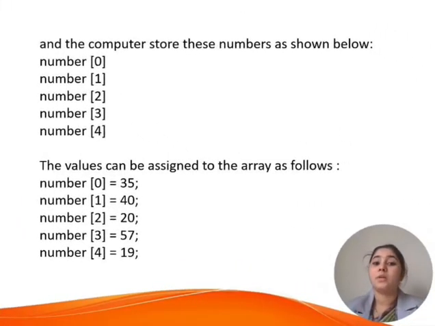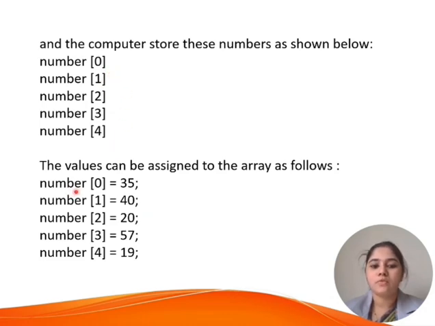So how does your computer store all these numbers? Here, in the case of an array, we have a concept called indexing. An array always starts with the index value 0. Here we can already see that the array name is number. So number of 0 always starts with index value 0 till 4. Since we have 5 elements here, it ranges from 0 to 4.